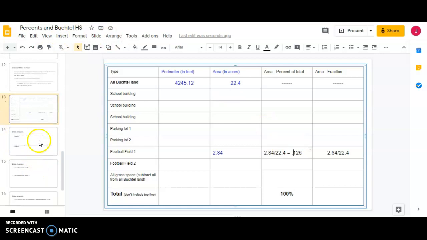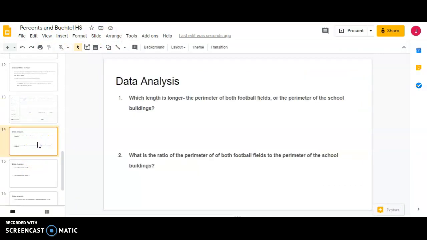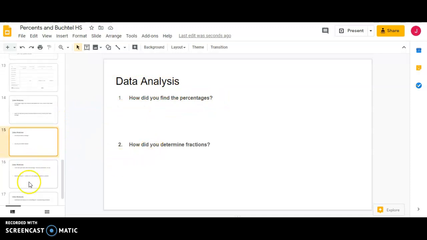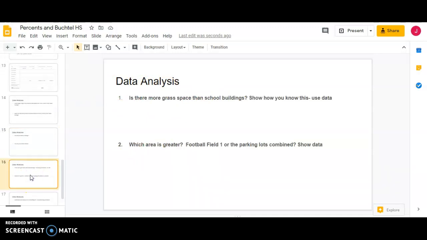So then when you're done with filling out that form, you've got some data analysis to do with the data from your chart. So which length is longer, the perimeter of both football fields or the perimeter of the school buildings? You're going to have to add some things together. Then you need to tell me what is the ratio of the perimeter of both football fields to the perimeter of the school buildings. How did you find your percentages in the main document, and how did you determine your fractions? Is there more grass space than school buildings? Show how you know this and use data. I need to see the data.